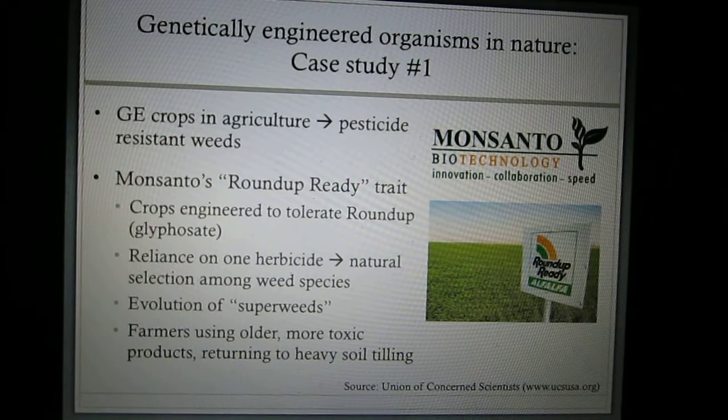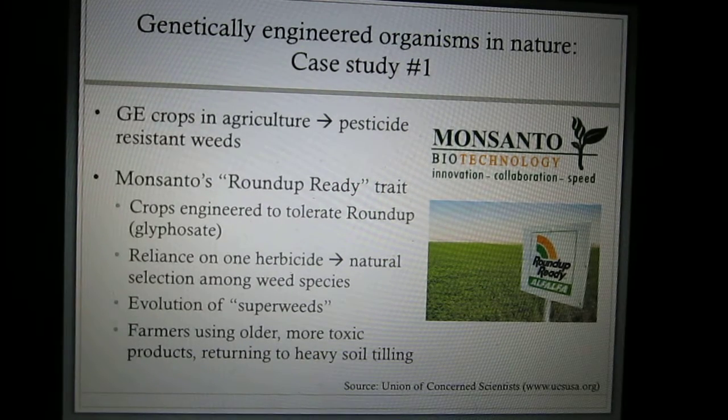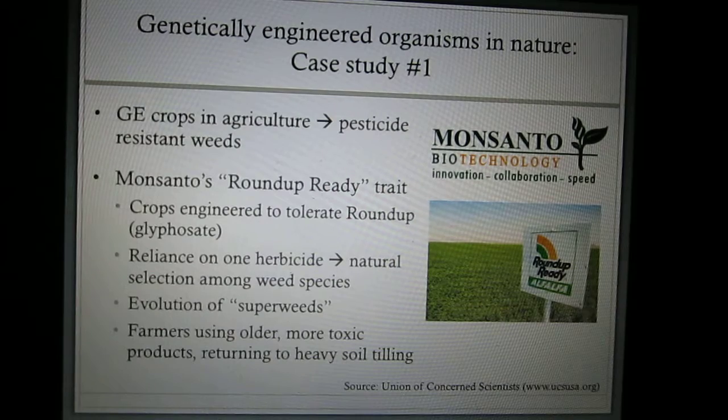Another consequence is that farmers are now using older, more toxic products, some that are known carcinogens, and they're also returning to heavy soil tilling to try and break up these weeds, and that can have consequences such as erosion.